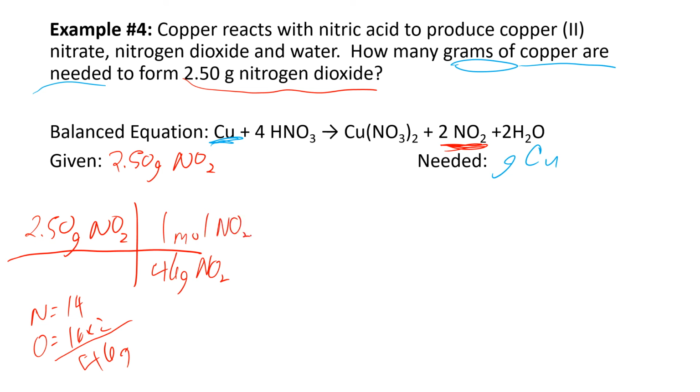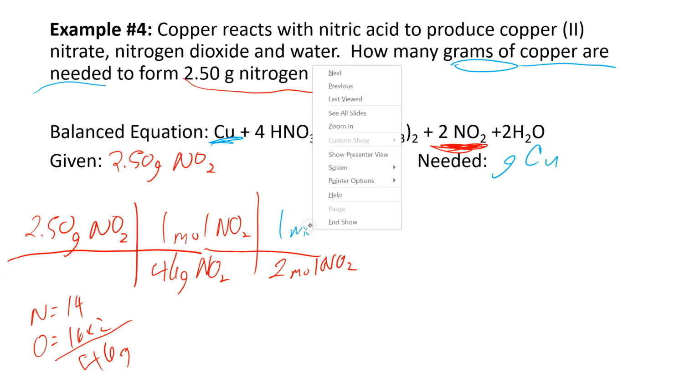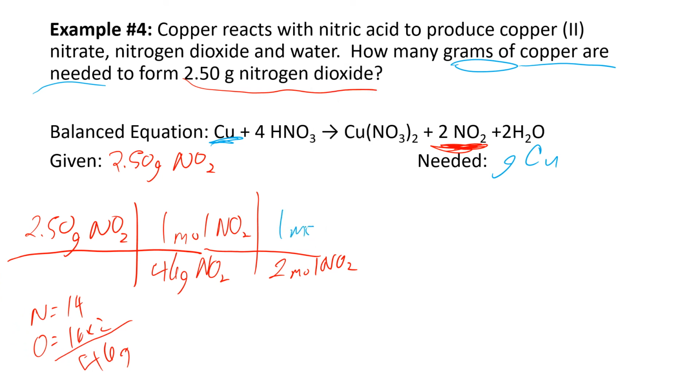So that gets us out of grams, but now we're in moles, so we're going to need to use the balanced equation. So we know there are 2 moles of NO2 for every 1 mole of copper. Every 1 mole, right? 1 mole of copper, right? So that gets us out of moles of NO2 into moles of copper.